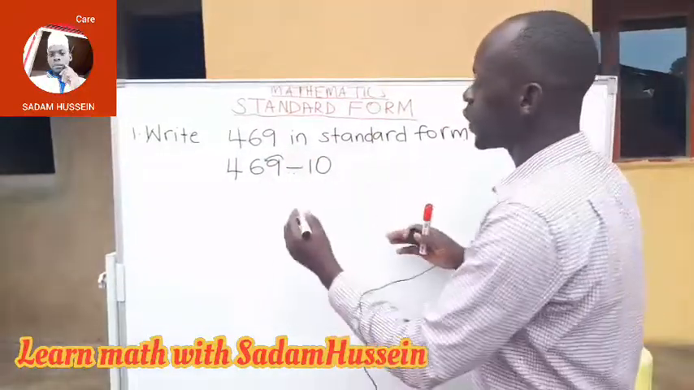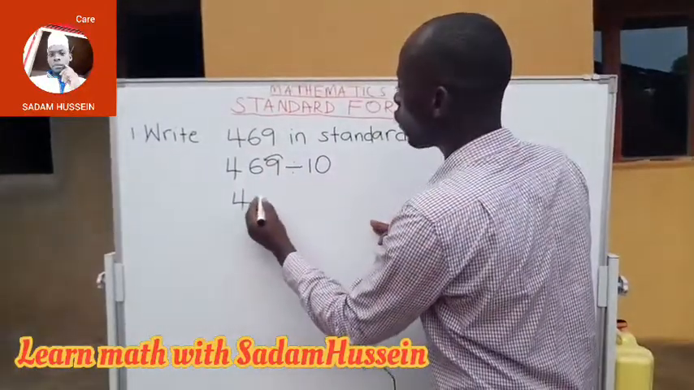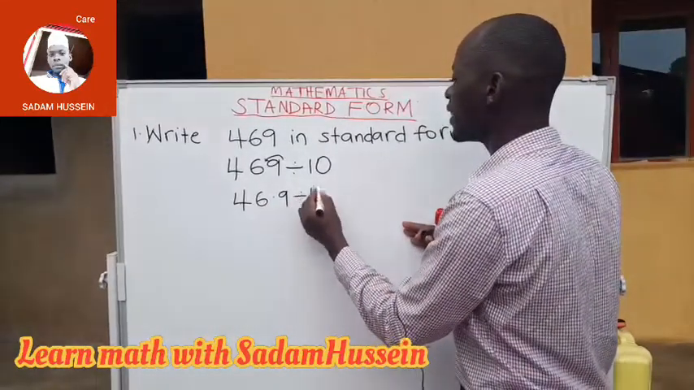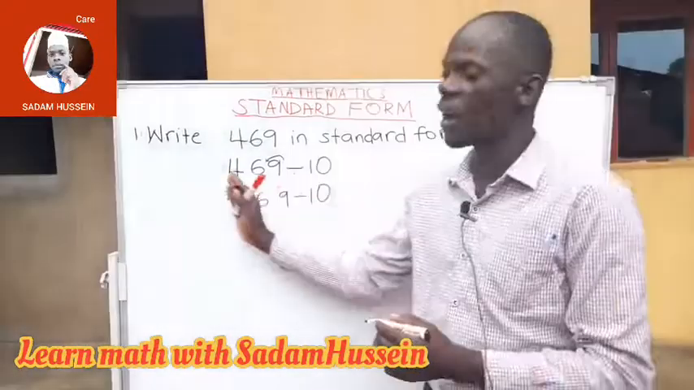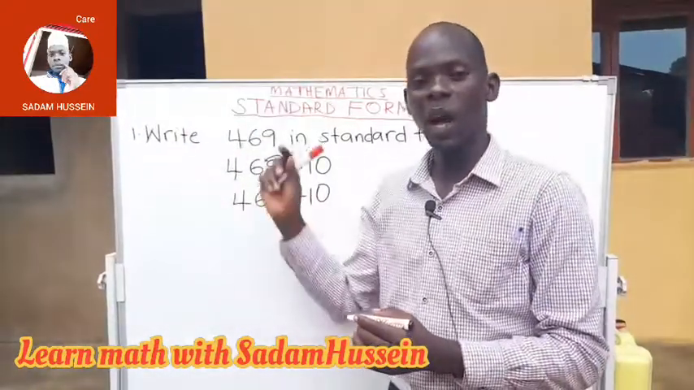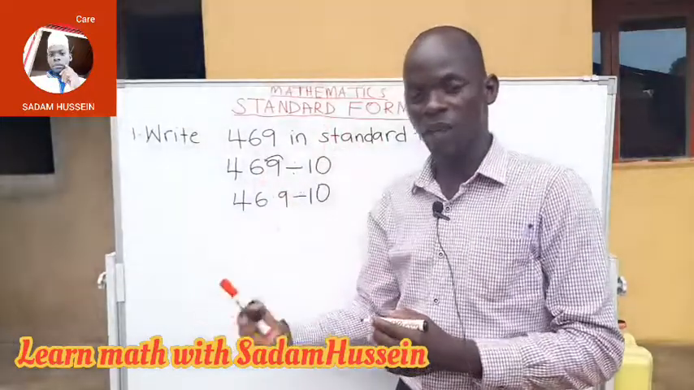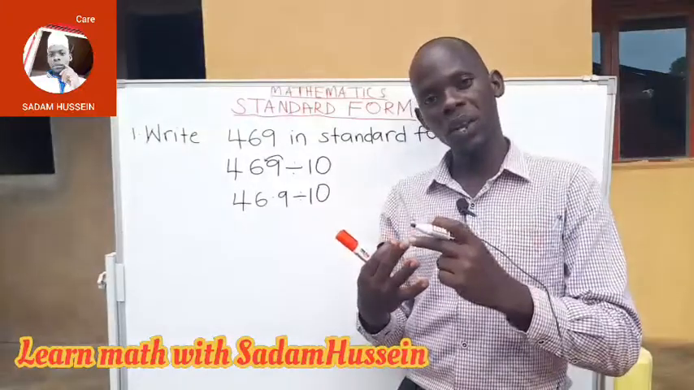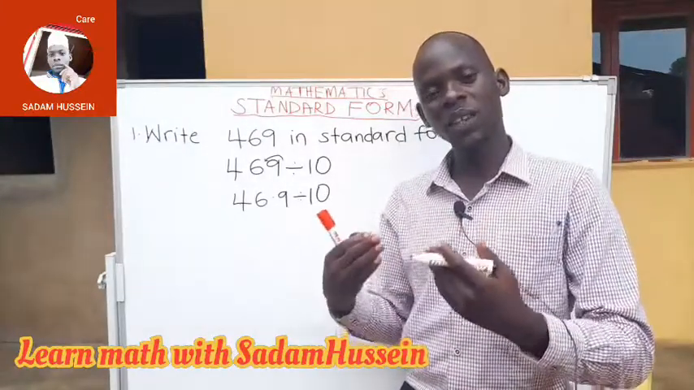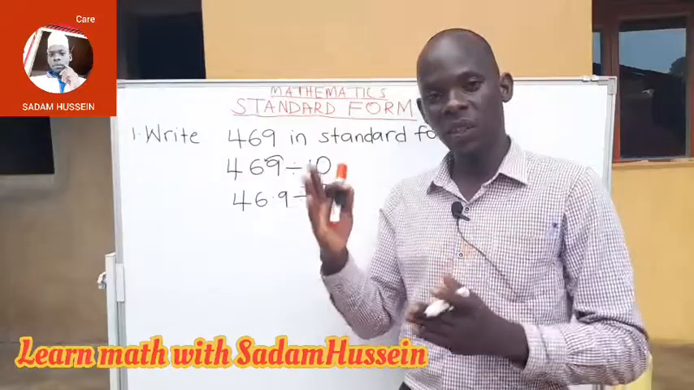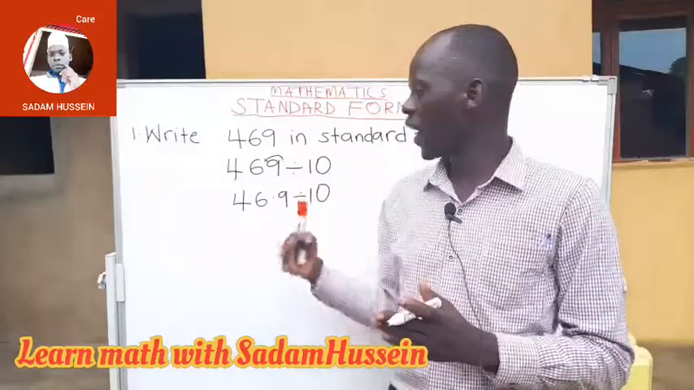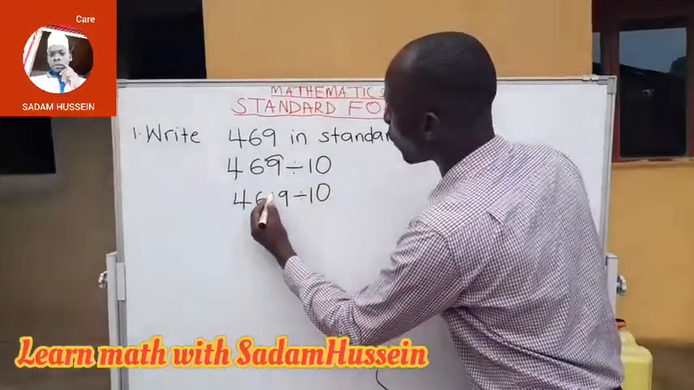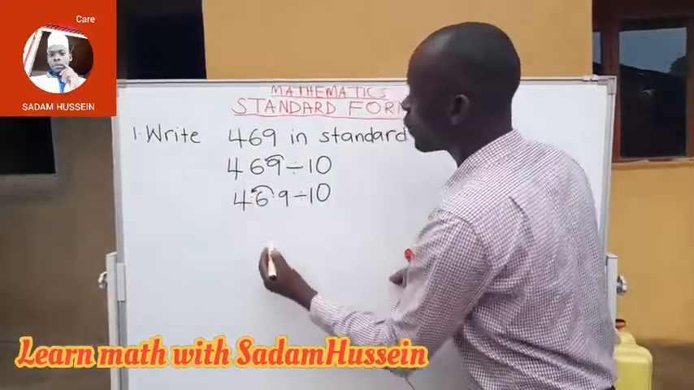So it becomes visible here, and you are going to have 46.9. Still divide by 10 until we remain with only one number on the left-hand side. That number should be significant. Which numbers are called significant? 1, 2, 3, 4, 5, 6, 7, 8, 9. 0 is not a significant figure. So you move the decimal point until you have only one number to the left-hand side.